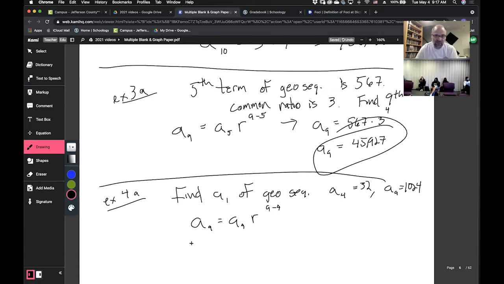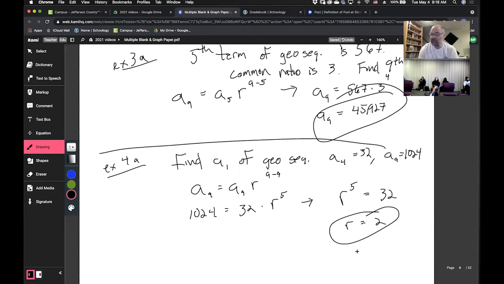We know A of 9, which is 1024. We know A of 4, which is 32. And R to the 5th. So let's solve for R. So R to the 5th is going to be 1024 divided by 32, which is 32. So take the 5th root of both sides, R equals 2. So if R equals 2, then we can, wait, what did I do? Yeah, R equals 2.